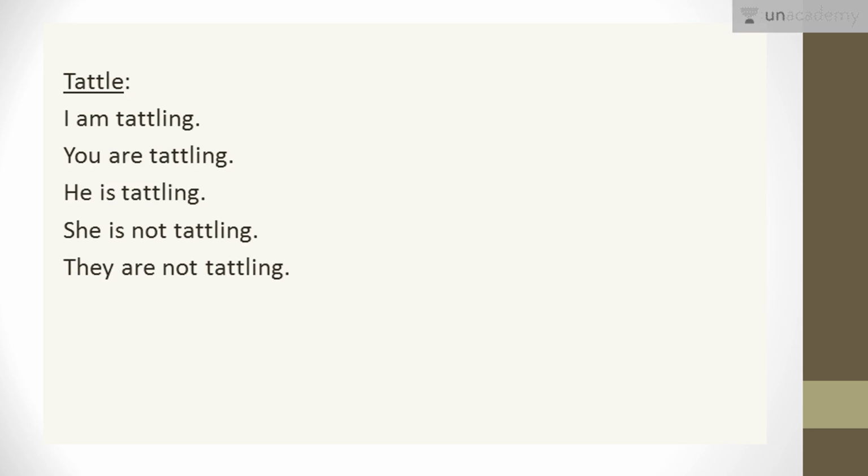Okay, so we can make the same sentences for the action tattle also. But what does tattle mean? So tattle का मतलब होता है गपशप, some sort of चुगली गपशप करना, something like that. So I am tattling, you are tattling, he is tattling, then she is not tattling. अब ये negative आ गया, it's a negative sentence, she is not tattling, they are not tattling. Okay, so this is the action tattle.